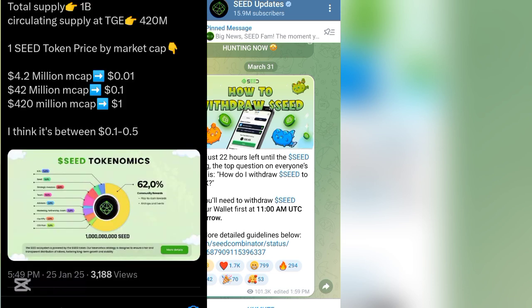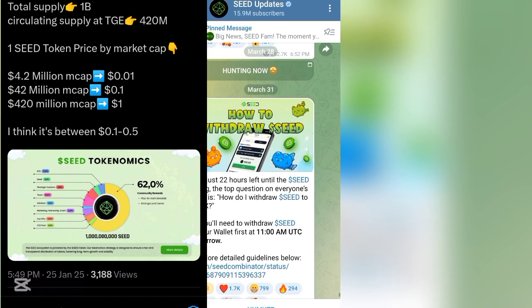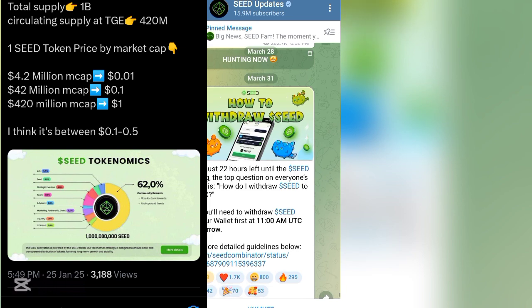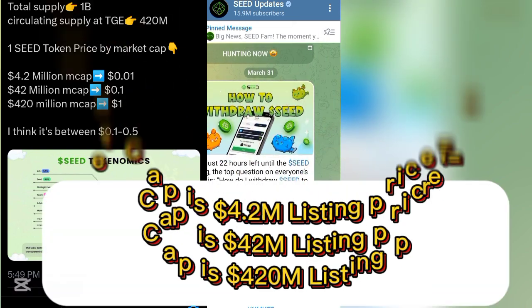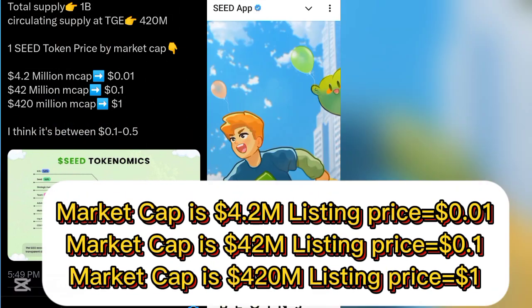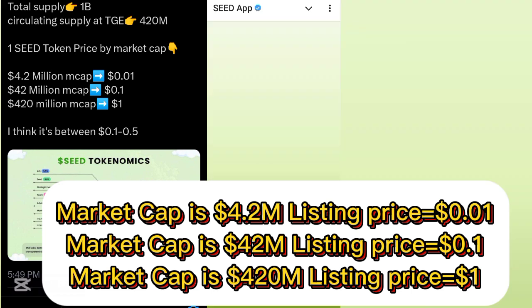And you know, their total supply is 1 billion and their circulating supply is going to be around 420 million. That means if the market cap is 4.2, the listing price is going to be around 0.01.